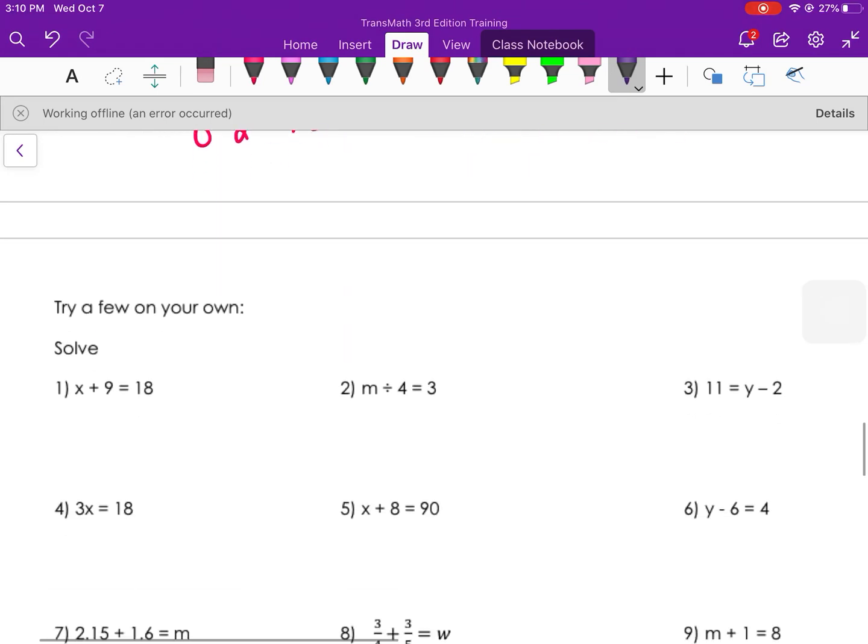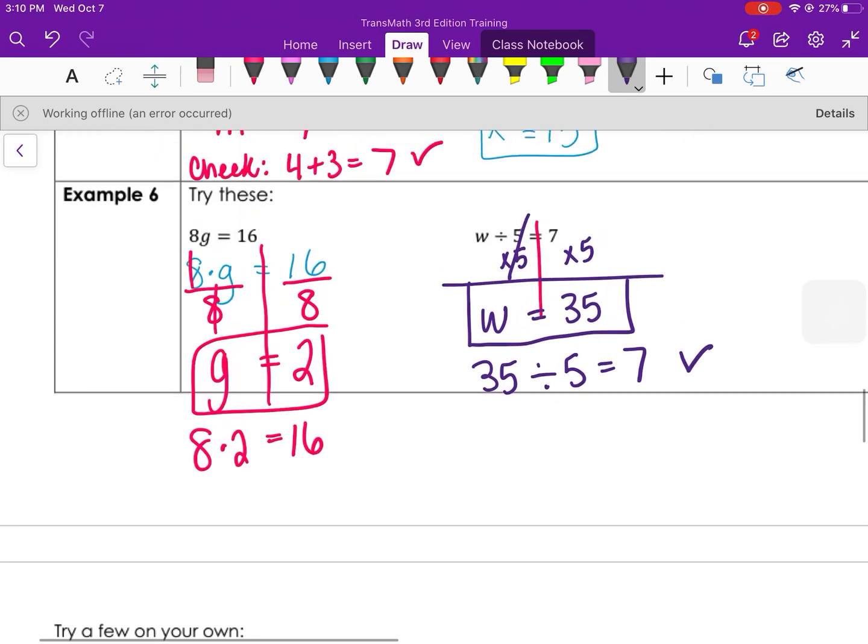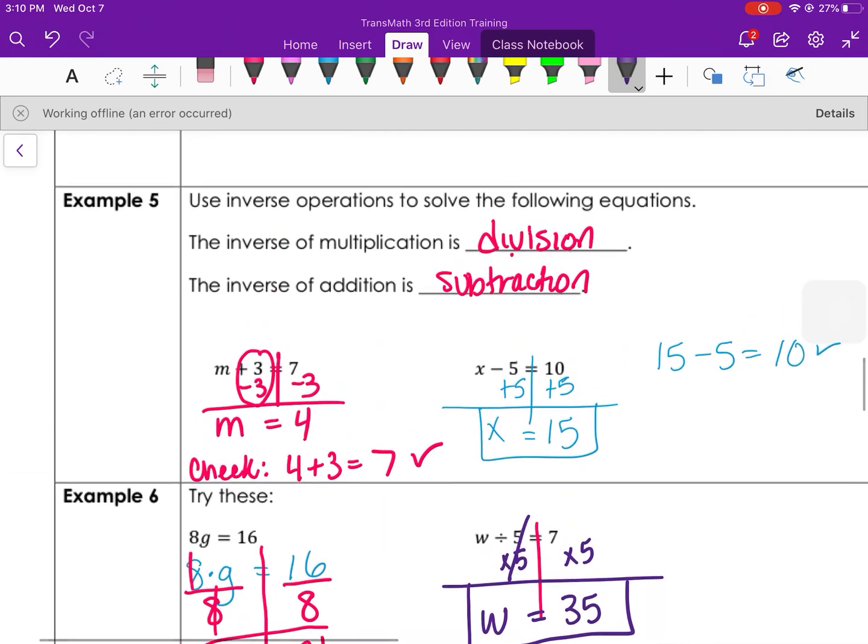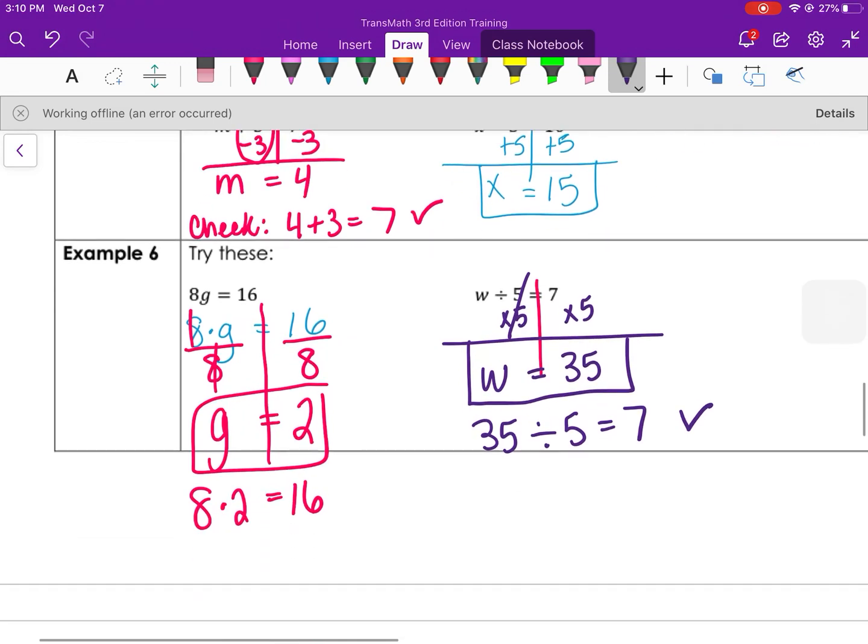So try solving a few equations using the inverse operations. Remember, multiplication and division are inverses, and addition and subtraction are inverses.